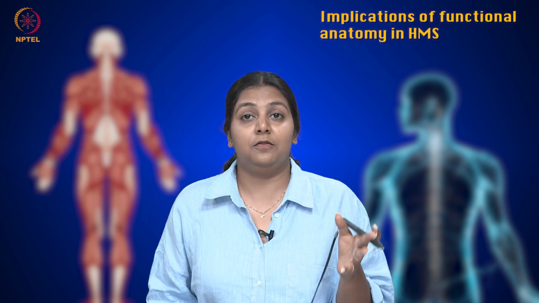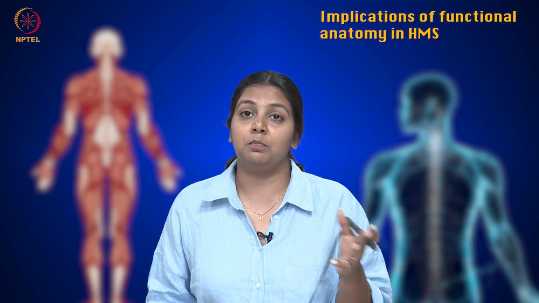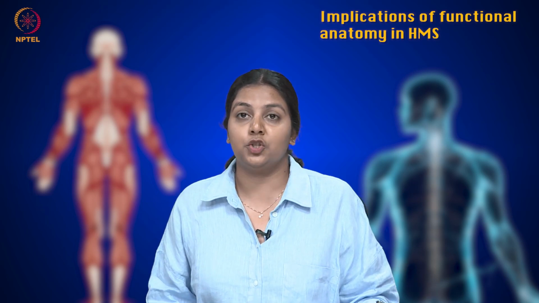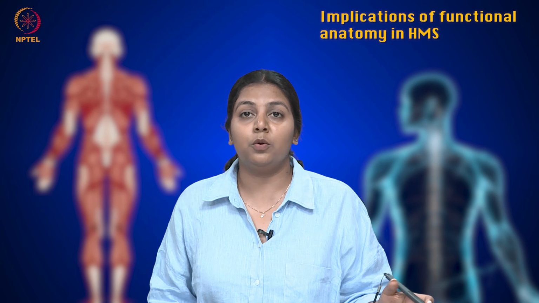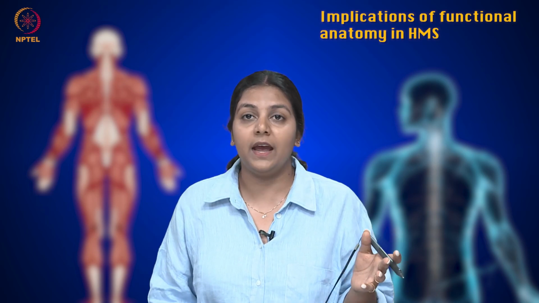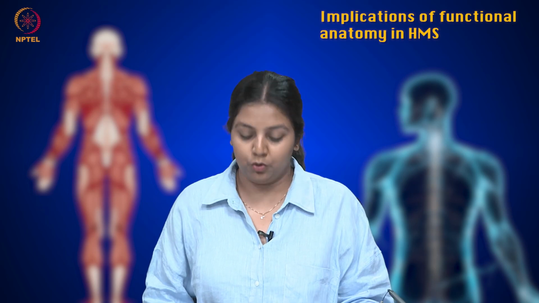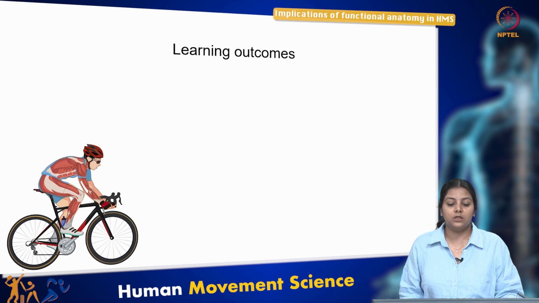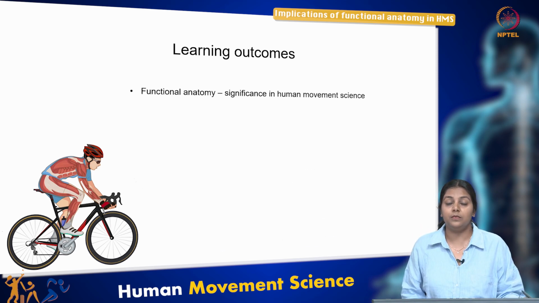Furthermore, we've looked at functional anatomy, looking at different planes of motion, axes of motion, how movement occurs, the joint types. So today we'll be looking at how important this information is for us and why it is crucial to understand human movement science. So the learning outcomes with this module would be understanding functional anatomy, just a quick recap of what it is and its significance in human movement science.